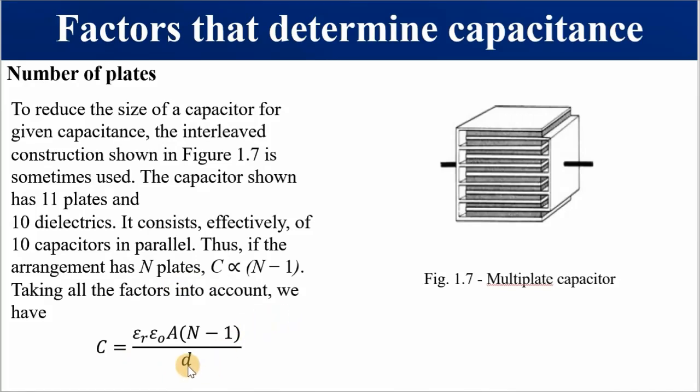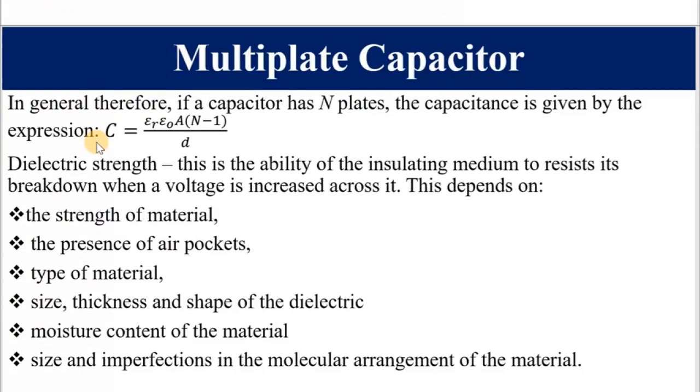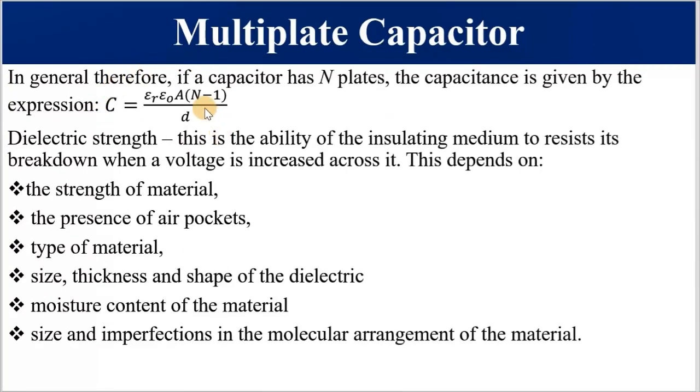As you can see, if D is high, it means that C is going to reduce. If A is high, it means C is going to be high. If these two are high, it means also C is going to be high. So we can safely say, insofar as number of plates is concerned, capacitance is directly proportional to the number of plates N minus 1. We saw this formula in the previous slide, and it represents a multi-plate capacitor.